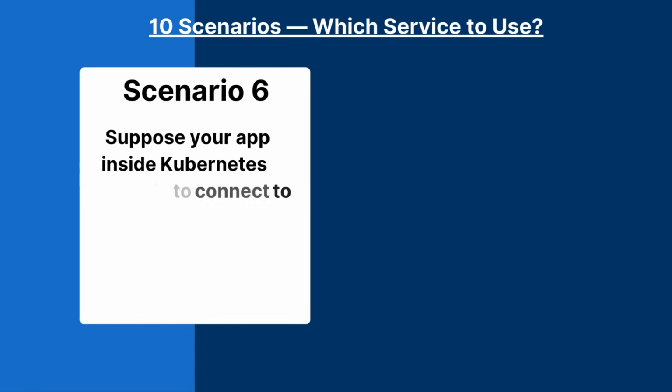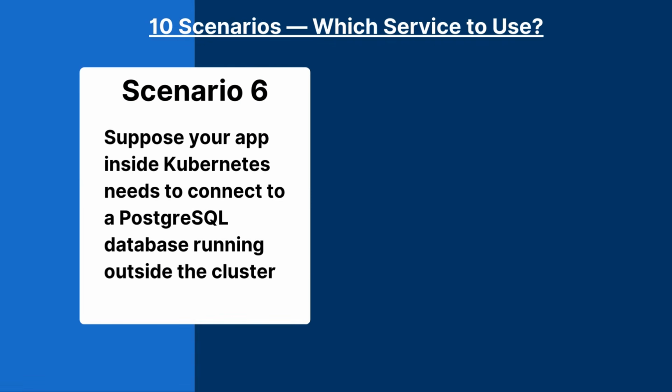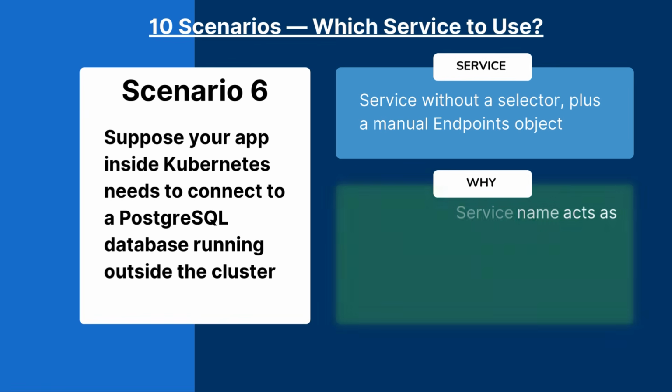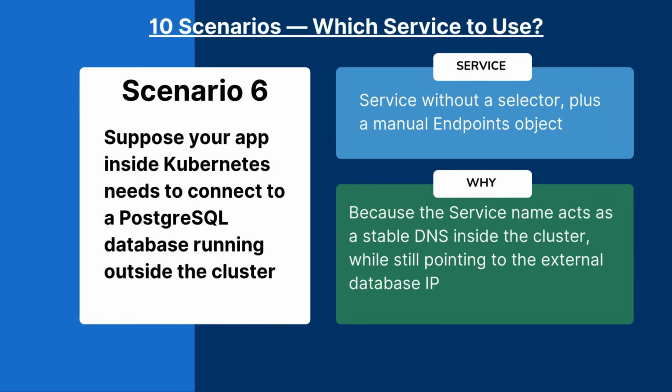Scenario number 6. Suppose your application inside Kubernetes needs to connect to a PostgreSQL database running outside the cluster. The right choice here is a service without a selector, plus a manual endpoint object. Why? Because the service name acts as a stable DNS inside the cluster while still pointing to the external database IP.